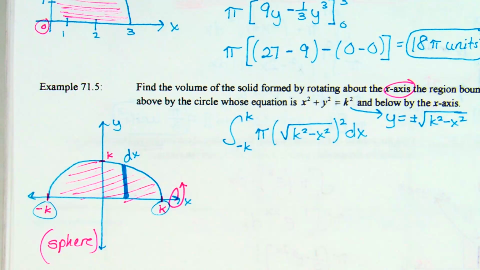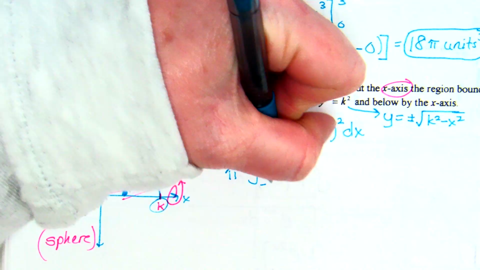Okay, so pull the pi out front. Pi times the integral from negative k to k. When you square the square root, you get k squared minus x squared, dx. Carrying down the pi out front.